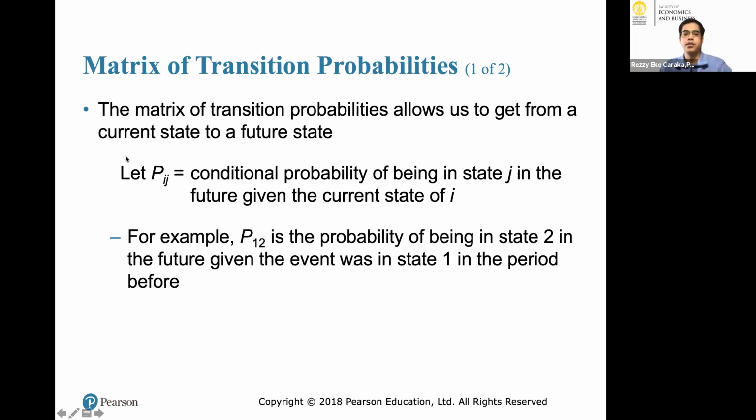We have Pij. Pij means the conditional probability of going to state j in the future, given the current state i. So the past data is also essential if we want to predict our future. For example, I have this mathematical symbol, P12. P12 is the probability of being in step 2 in the future, given the event was in step 1. So we want to predict step 2 with information in step 1. This is how you read this mathematical symbol.